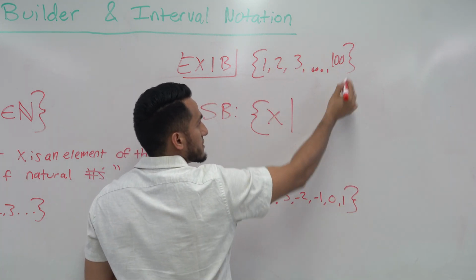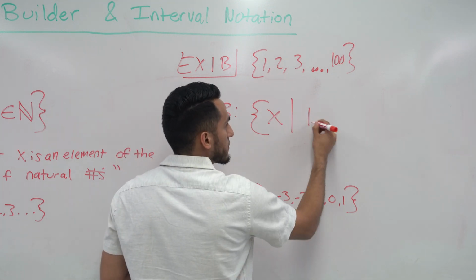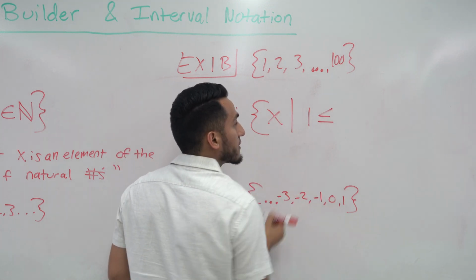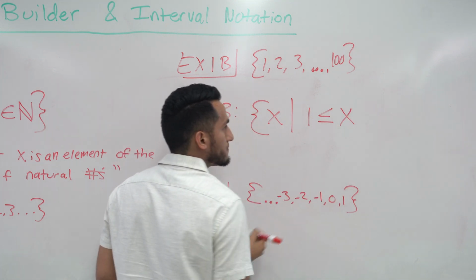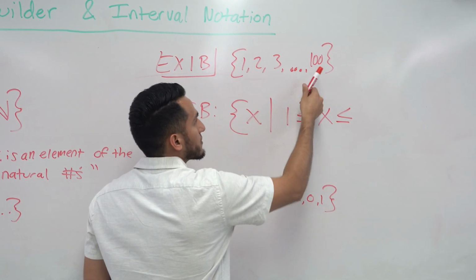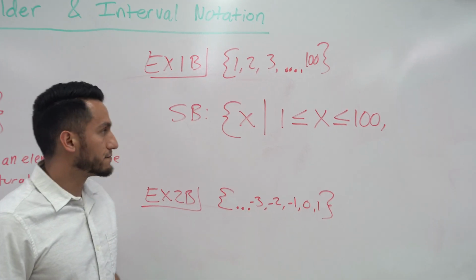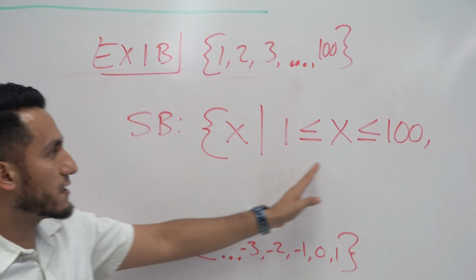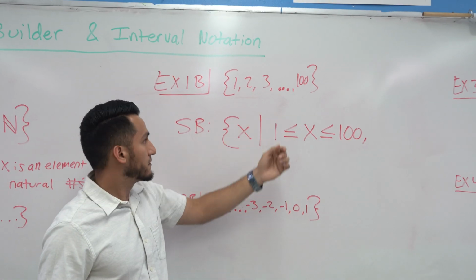So the way we mention this set in a rule is that we get the smallest number, and then we get an inequality. 1 is going to be less than or equal to x. And then x has to be less than or equal to the biggest number. The biggest number is 100. We separate it with a comma. From the vertical line to the comma, that becomes the rule that describes the set.